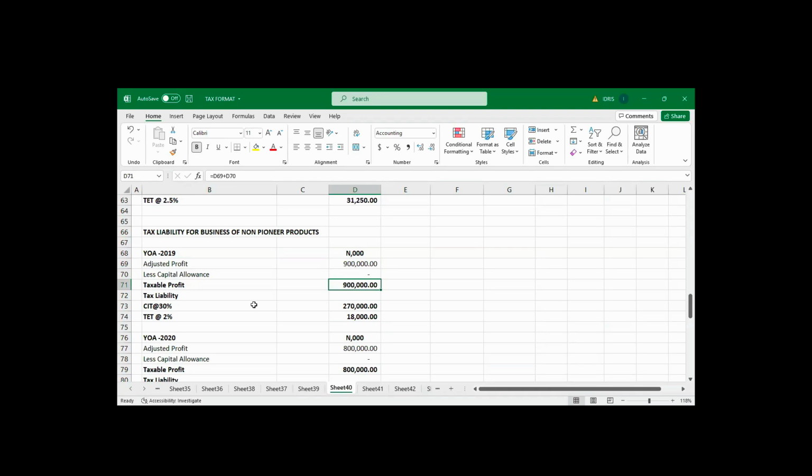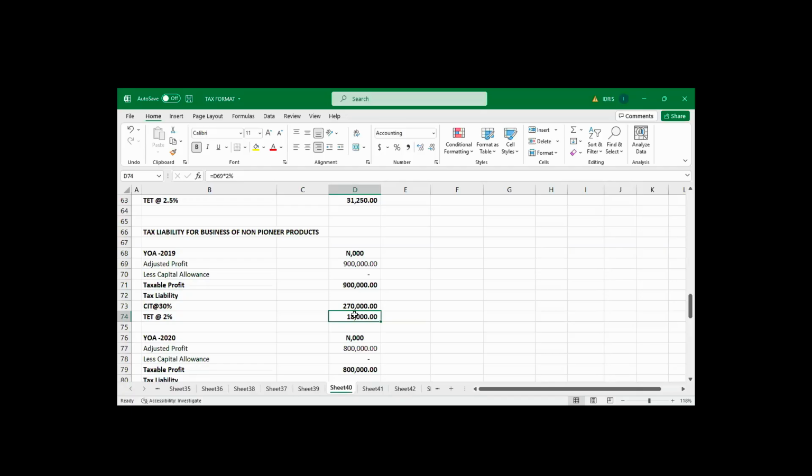So CIT, 30% of 900,000, is 270,000. TET, 2% of 900,000, is 18,000. That is on non-pioneer products. But sir, let's assume that for the non-pioneer product, if loss still exists or capital allowance exists, are we going to deduct it from this adjusted profit of 900,000? No.